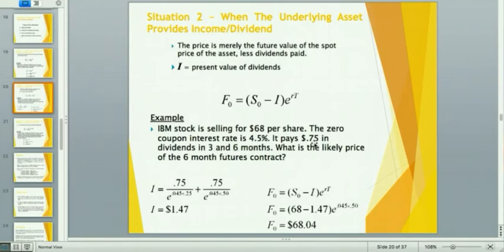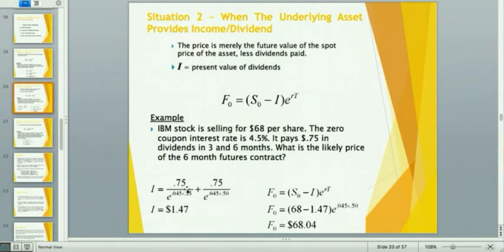What do we have to do? First we take out the present value of these dividends and then subtract that from the spot price. What is the likely price of the 6-month future contract? This is how you calculate the theoretical value of a future contract when the underlying asset provides income or dividend. S naught minus the present value of dividends, times e^rT. Where is this 1.47 coming from? This is how we calculated the present value of the dividends.